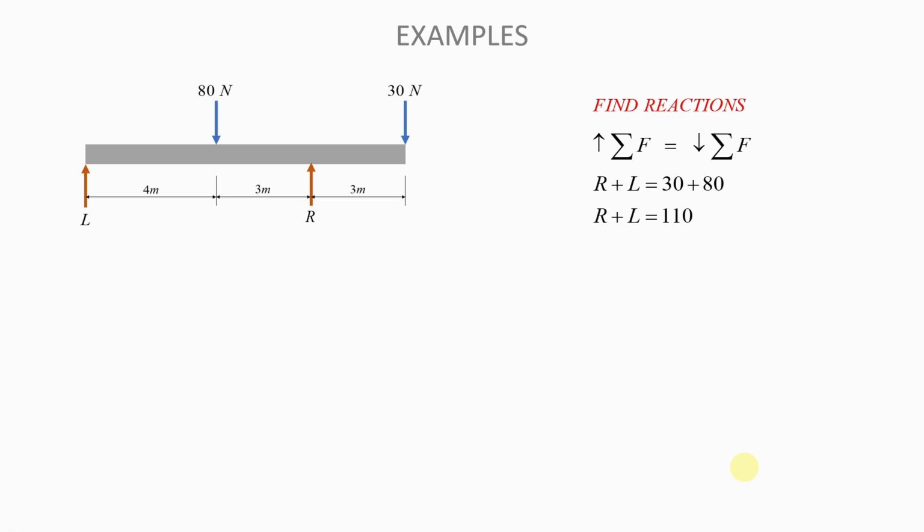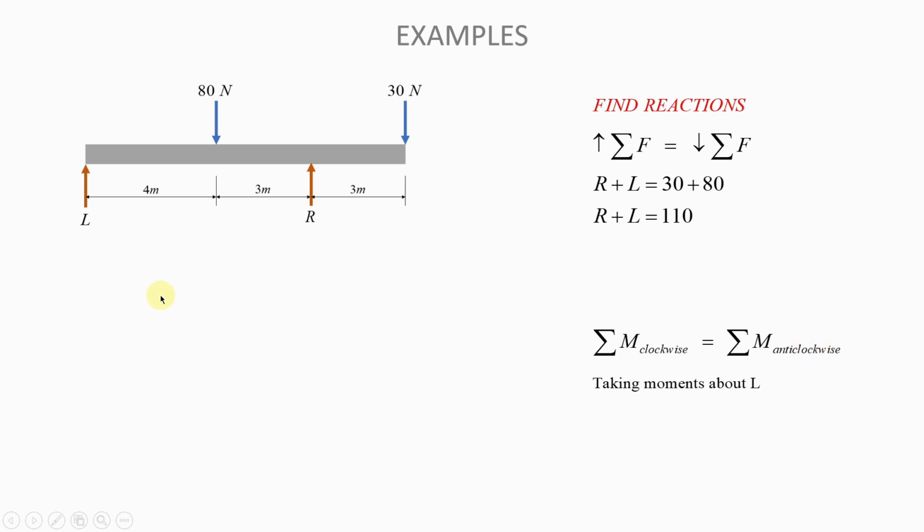Now, the second equation that will be useful in determining the reactions is a moment equation. Here we will say the sum of clockwise moments must be equal to the sum of anti-clockwise moments. We will take our moments about the support L, so we will take our moments about the far left end of the beam. We're taking our moments about L, and we say the sum of clockwise moments must be equal to the sum of anti-clockwise moments.